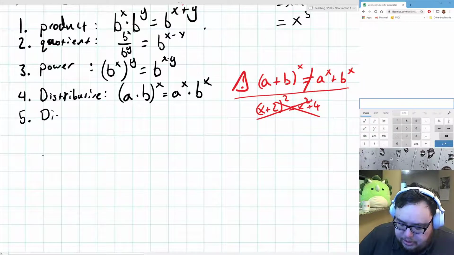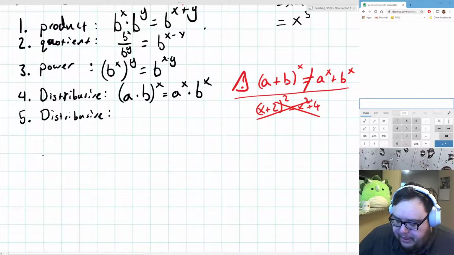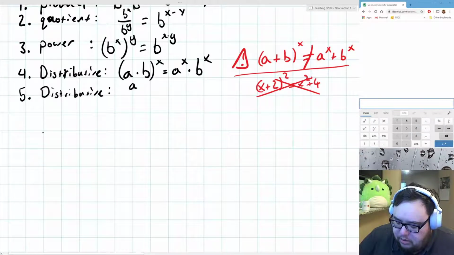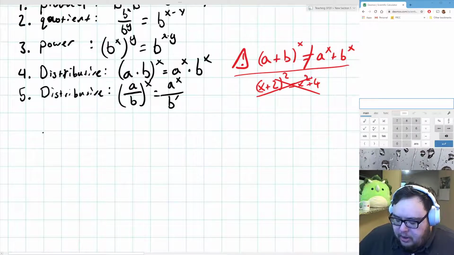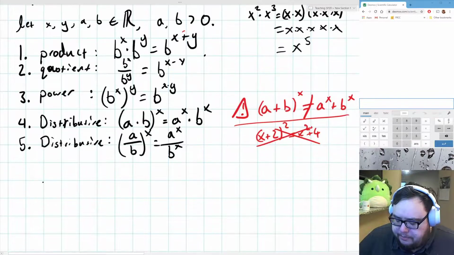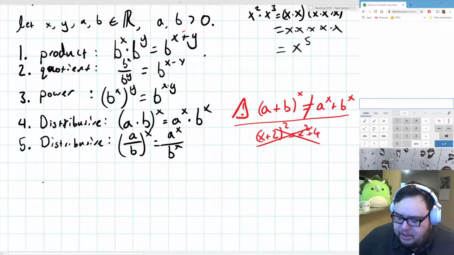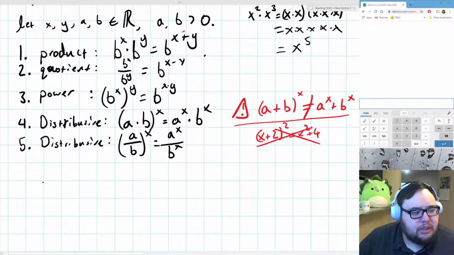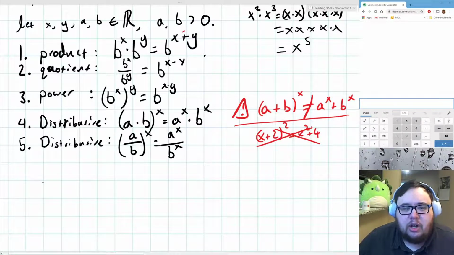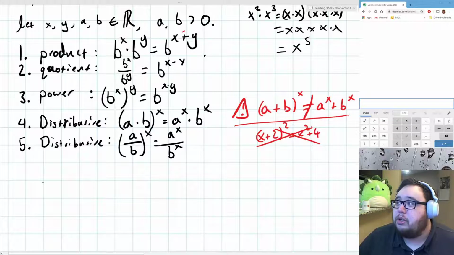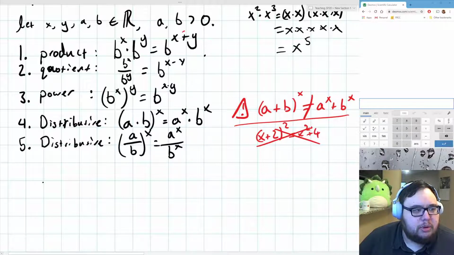So predictably, we get distribution of exponents over division as well. a over b to the power of x is a to the x over b to the x. Some of these properties are a little bit redundant if you consider multiplication and division to be the same operation, which in some sense they are. Division is just multiplication by the reciprocal of a number, but since we usually see them as separate operations, it's nice to see both properties.